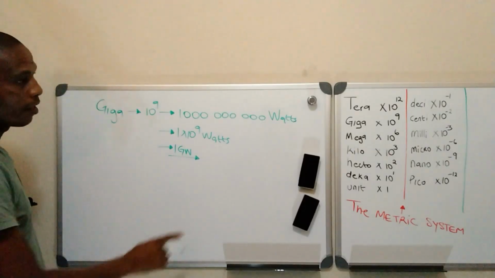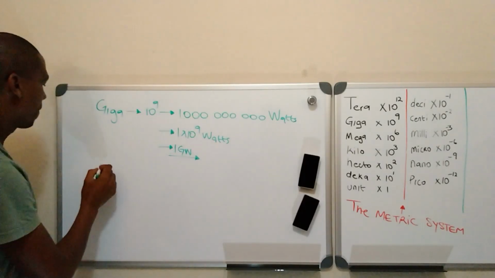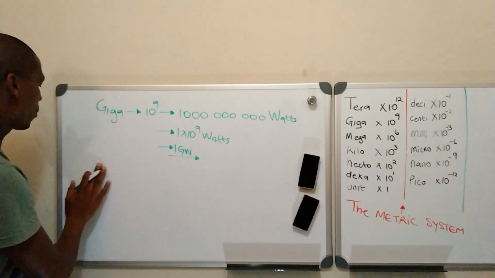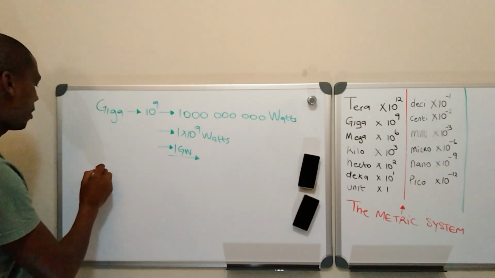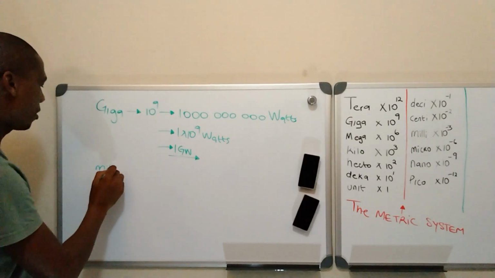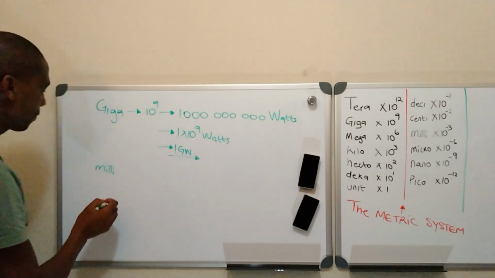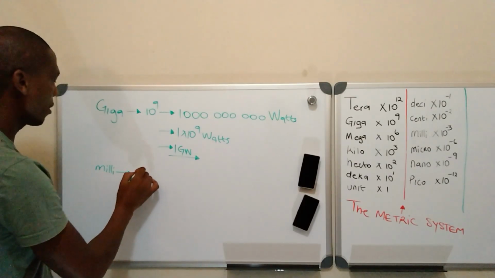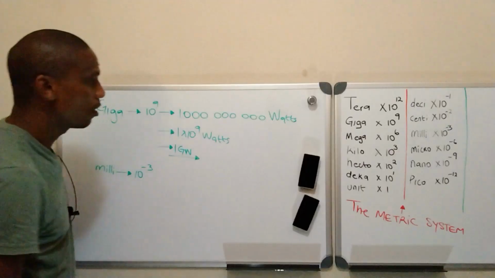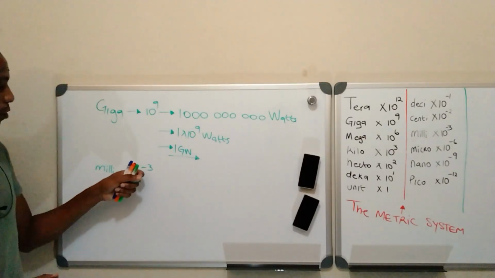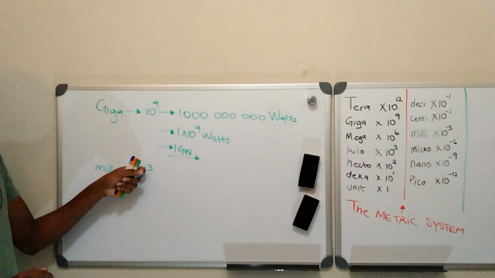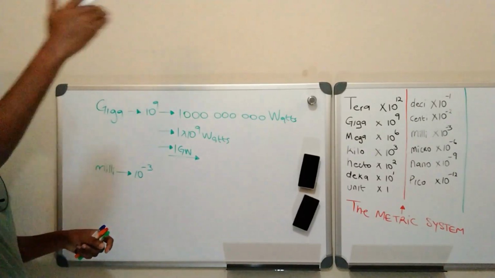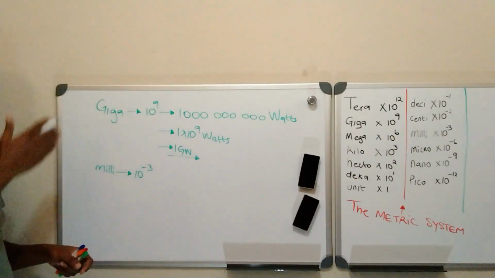Now let's touch milli. Milli starts with a small m. Don't confuse milli with mega. Milli is like 10 to the power minus 3. But with milli, if you see a negative above the 10, it means the zeros are not after the 1, they are before the 1.